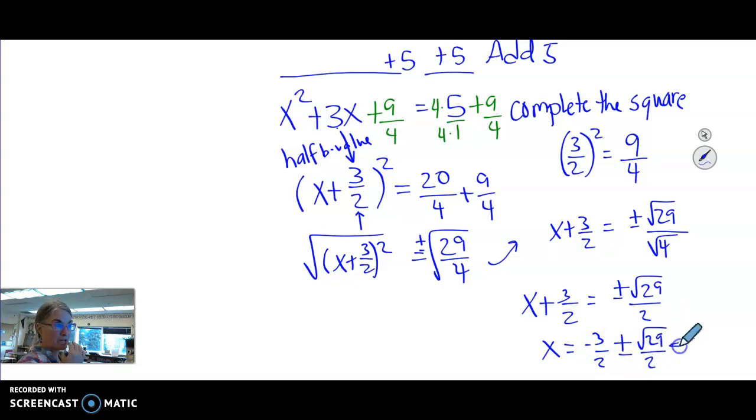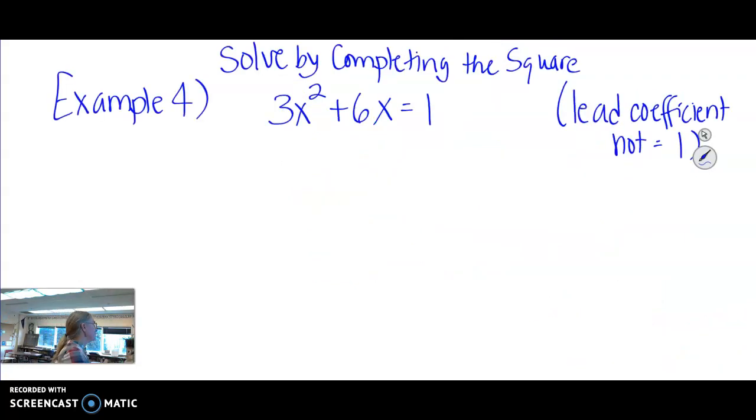And since the square root of 29 is prime, or 29 is prime, I'm going to just leave negative 3/2 plus or minus the square root of 29 over 2 as my final answer. There we go. Okay.